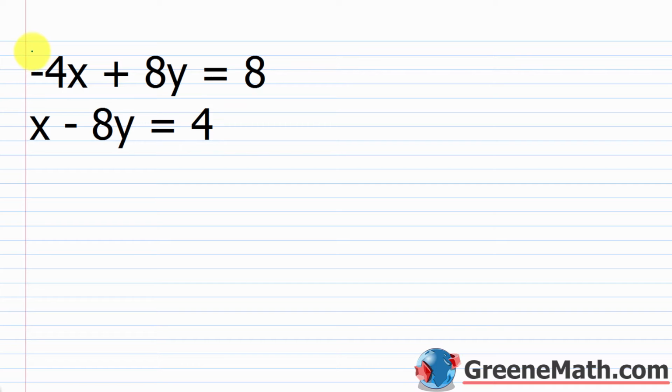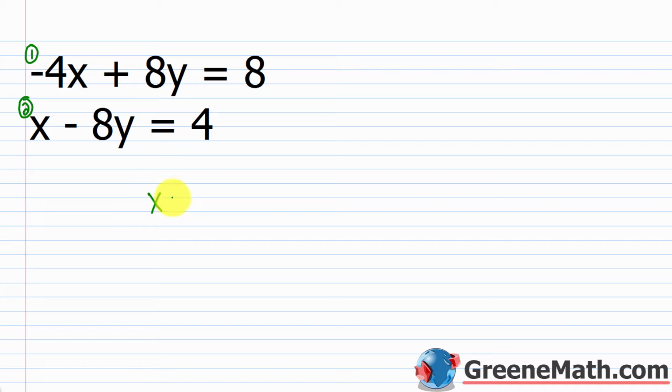I'm going to label this as equation 1, and this as equation 2, just for the purposes of being able to refer to things. I look at equation 2, and I notice that x there has a coefficient of 1. If you have a variable that has a coefficient of 1 or negative 1, it's usually easiest to start with that. So I'm going to start by solving equation 2 for x.